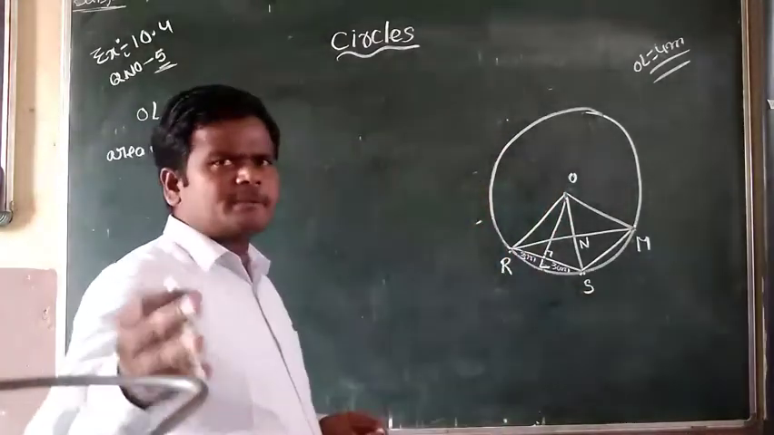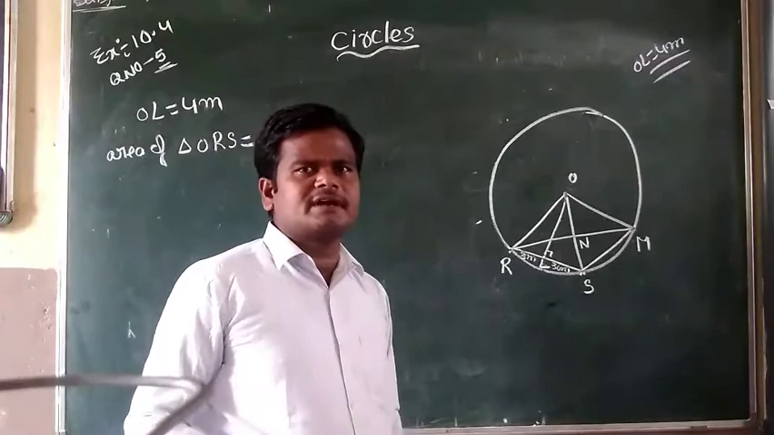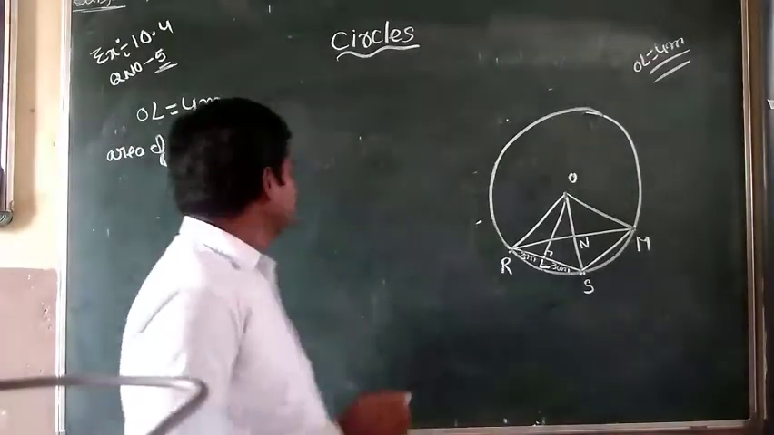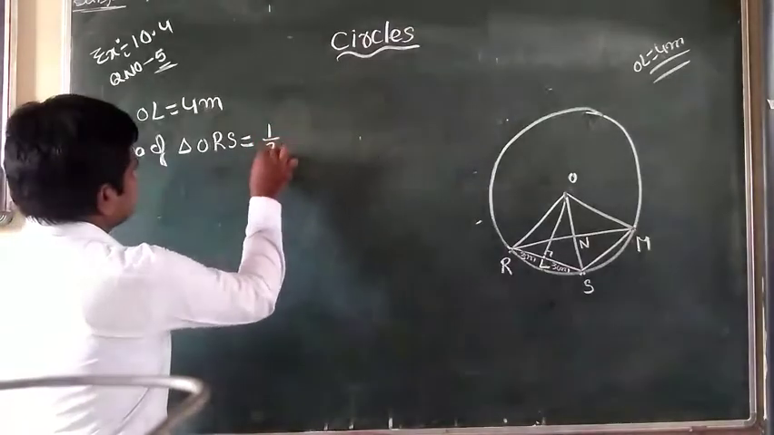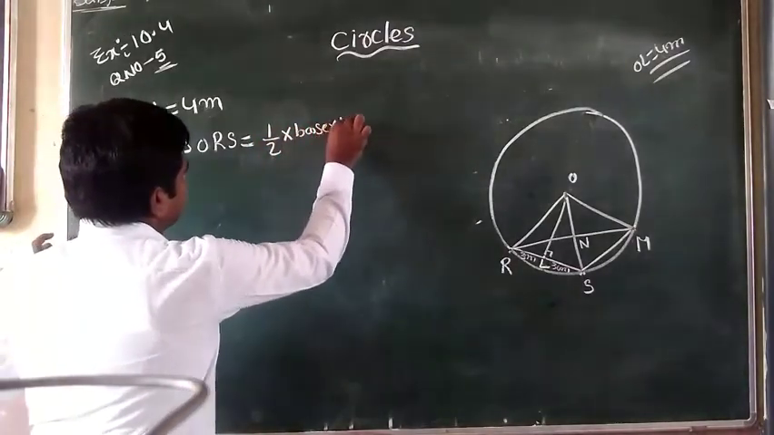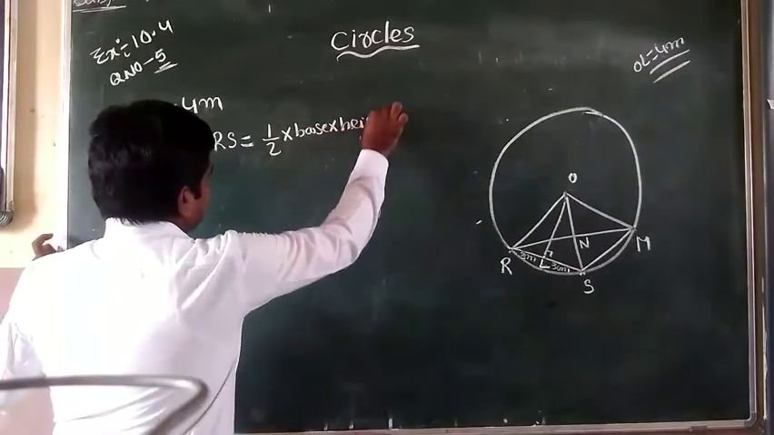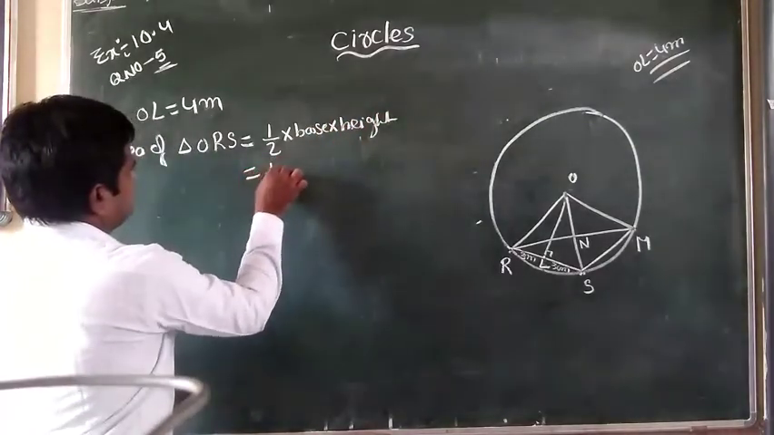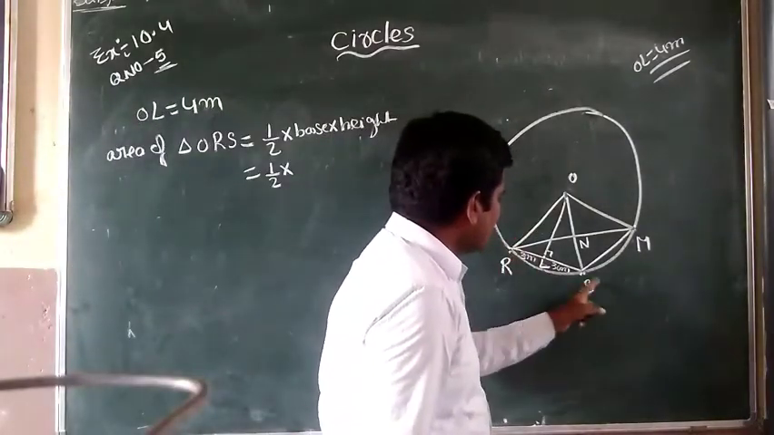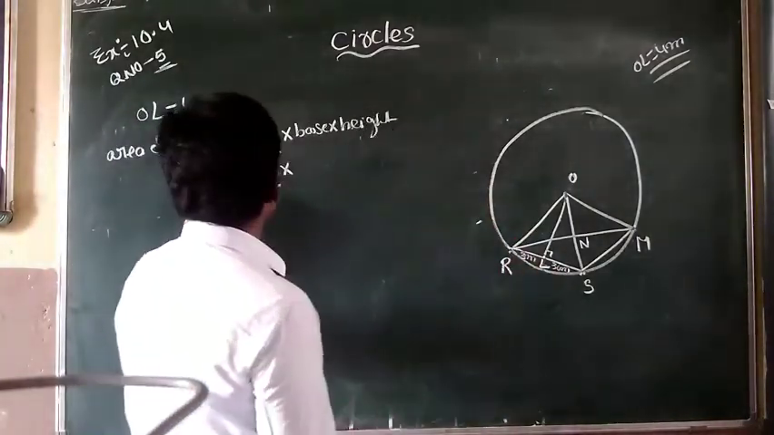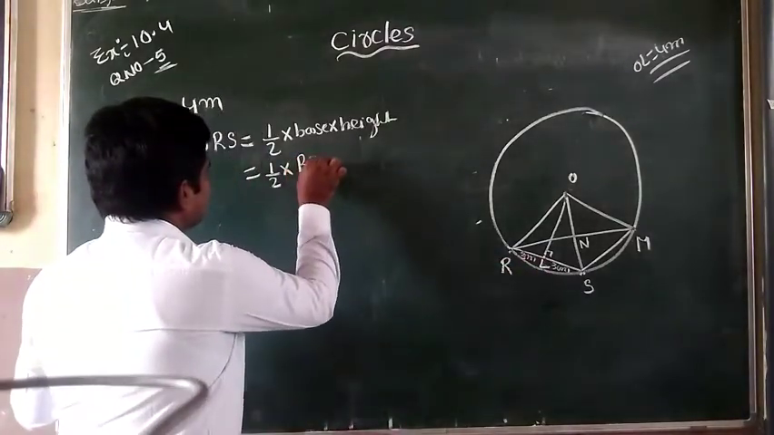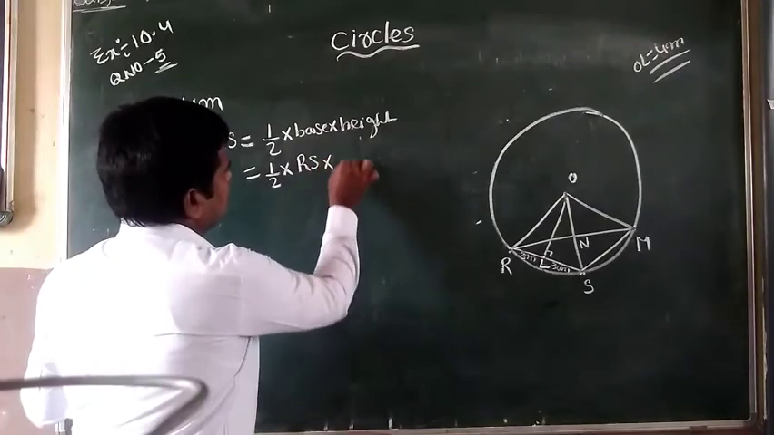what is the basic formula of area of triangle? Half base into height. So here half base into height. So here 1/2. What is the base here? In this triangle, RS is the base. So base equal to RS into height equal to OL.